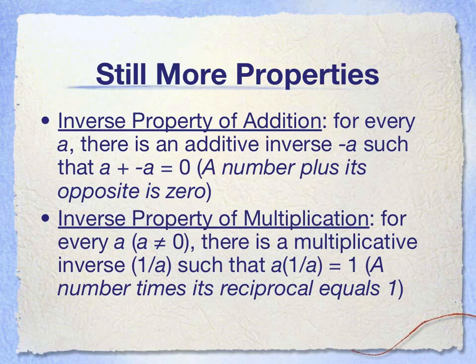Then we've got our inverse properties. The inverse property of addition tells us that we can add a number and its opposite, so like 5 plus -5, and guess what we get? We get 0. Our inverse property of multiplication tells us that we can multiply a number times its reciprocal, and we get 1. So those inverse properties are going to give us 0 or 1, depending on addition or multiplication.